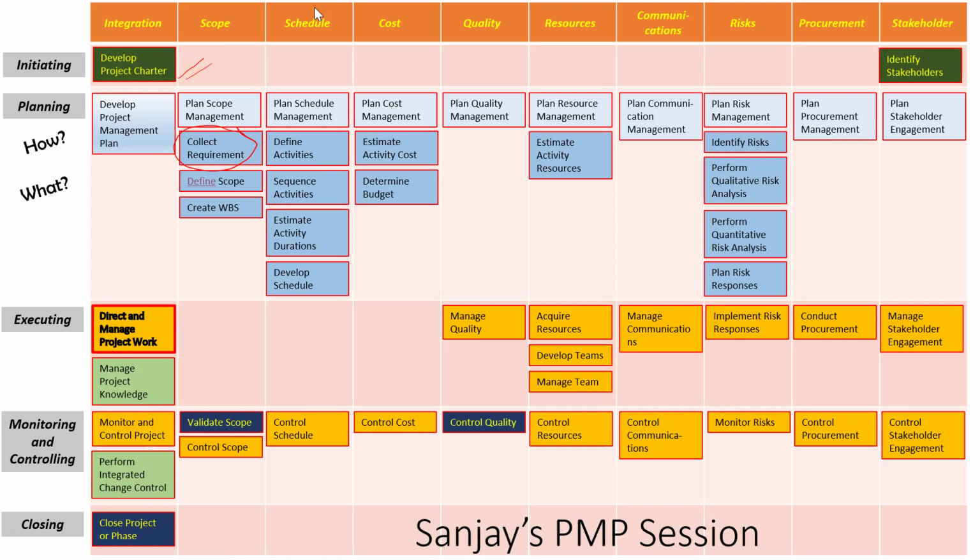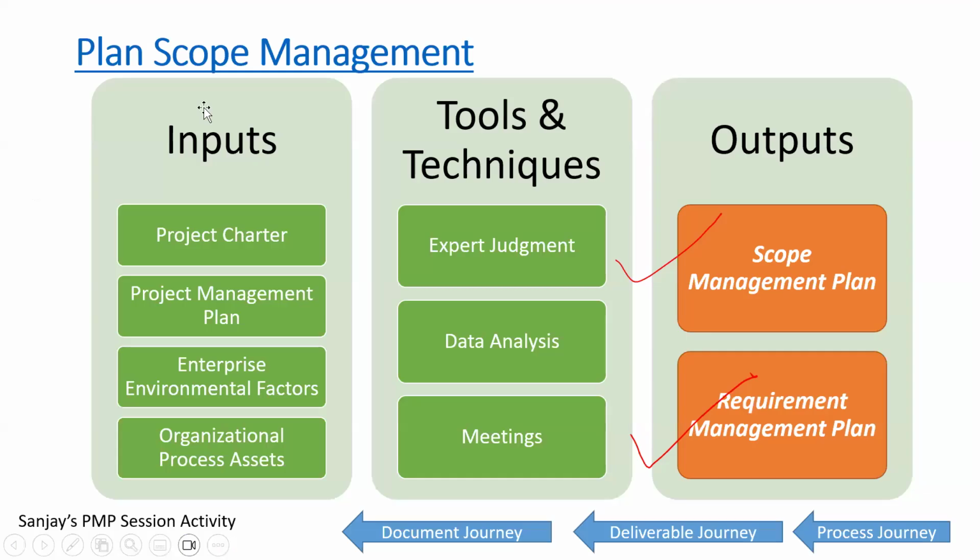Sir, you just said something about requirements management plan, and we know it is there, but why is it hidden from this sheet that we have on our screen? What do you mean by hidden? Because we don't see requirement management plan. No, it's not a separate process. There is no process called plan requirement management. There is a process called plan scope management, which creates two outputs.